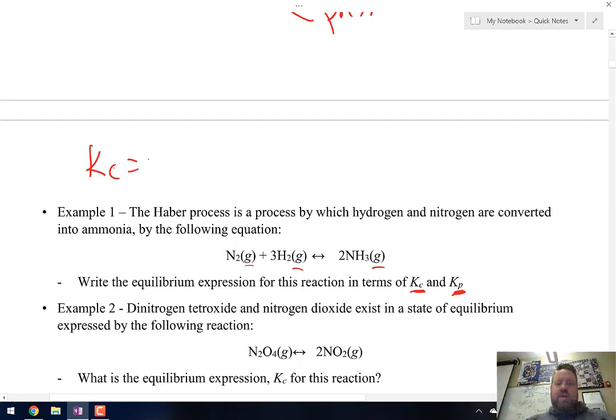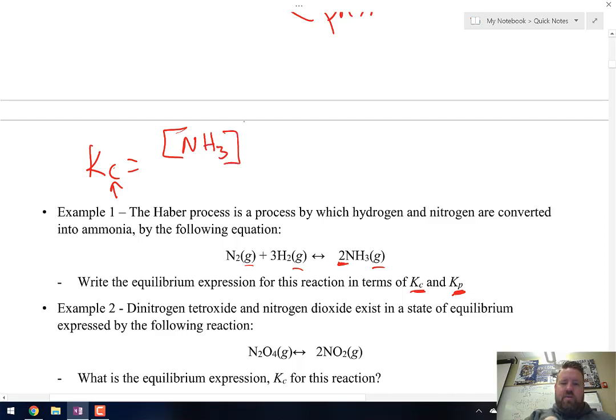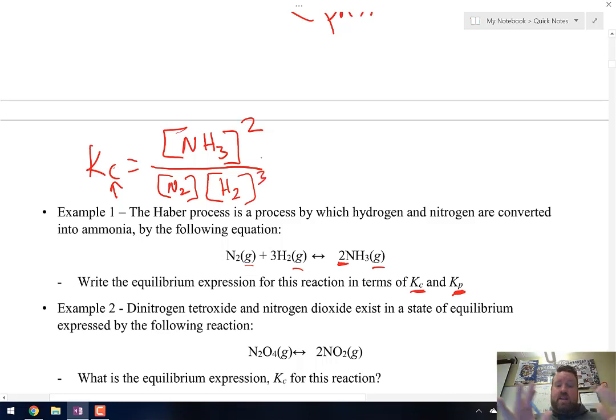So Kc is going to equal the concentration of the products. The product is NH3, so the concentration of NH3, and there's two of them, so that's squared, divided by the concentration of N2, and there's only one of them, so I don't add anything to that, times the concentration of H2, and that is cubed. When they say the equilibrium constant expression, that right there is the equilibrium constant expression.